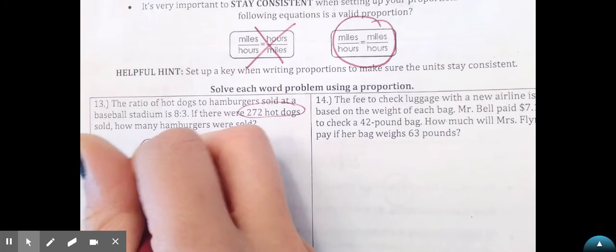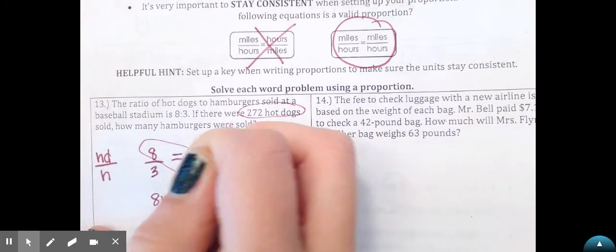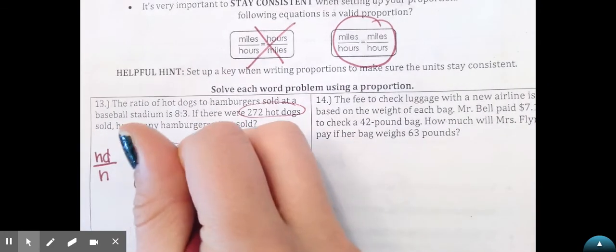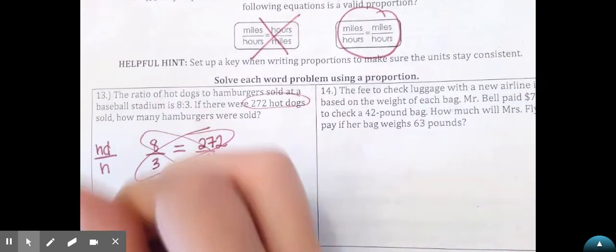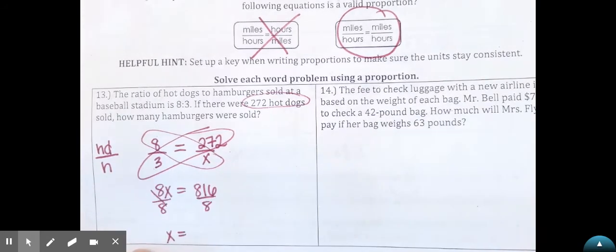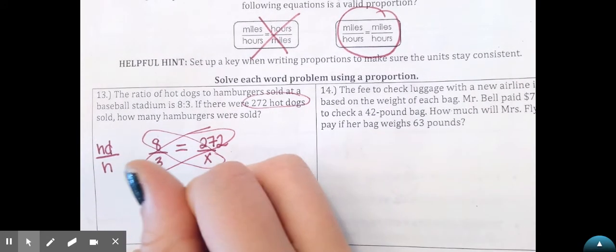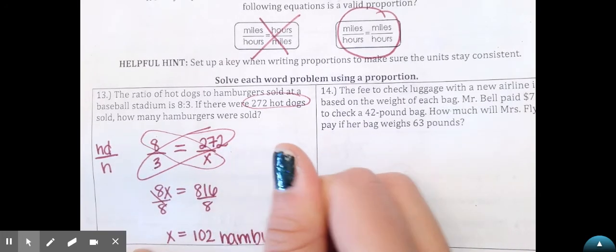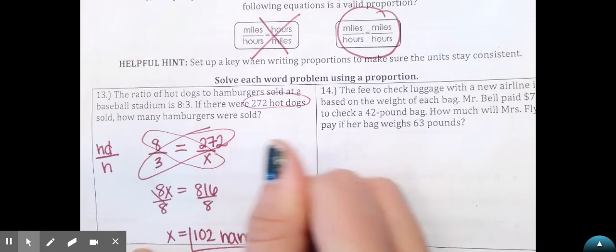Okay, I like to start in the diagonal, including the variable. 8 times X is 8X. 272 times 3 is 816. And I have to solve my one-step equation by dividing both sides by 8. And I find out that there's 102 hamburgers sold. And make sure when you're writing your final answer, you include the units.